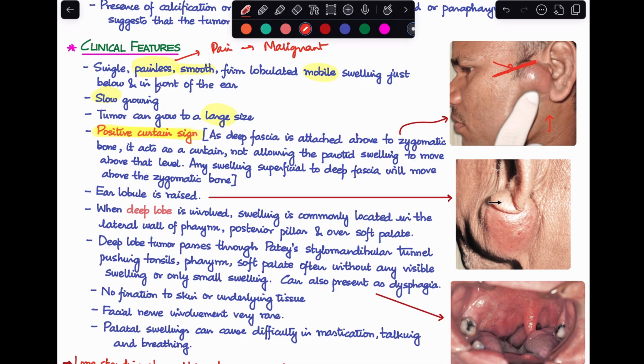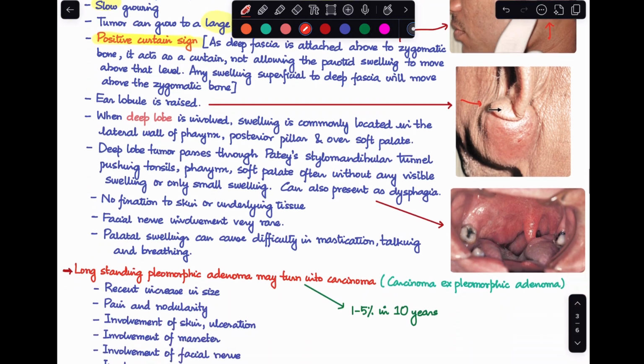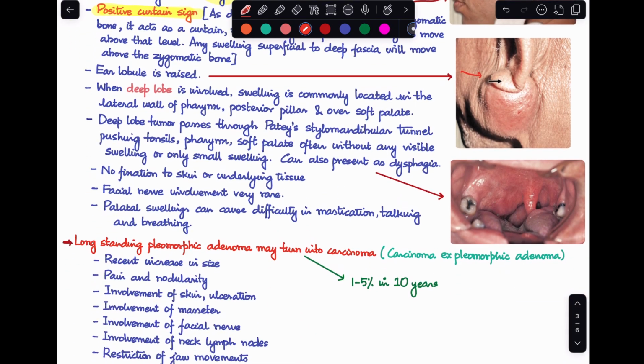Next, we'll also see sometimes that the ear lobule gets raised. The second image over here depicts that the ear lobule gets raised because of the parotid involvement of pleomorphic adenoma. So this is all the superficial lobe involvement. In case the deep lobe gets involved, you will see that the swelling is more commonly located in the lateral wall of the pharynx, the posterior pillar and over the soft palate.